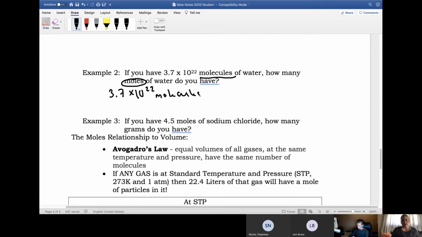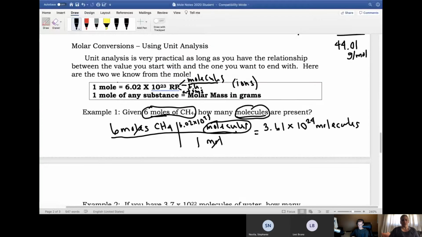And I want you guys to realize that this number is really big. Whenever we're talking about the particle count, that number will always be really big, because if I have a sample of something in the lab, there's millions of particles in that sample. So now I have to relate molecules to moles. Which one of these equalities will I use if I want to relate molecules to moles? The top one or the bottom one? The top, right? Because there's mole, there's molecule. So I have to use that top one.